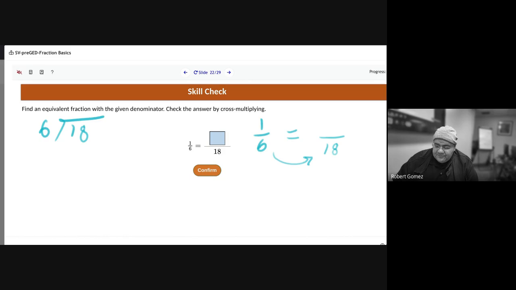Or if I'm familiar with my multiplication table, I can pull that out. So I say, okay, 6 times 3, I believe it's 3. So 6 times 3 is 18, and I'm going to do the same thing to the top. So 1 times 3 is 3, so it should give us 3/18. Okay, so let's try that.